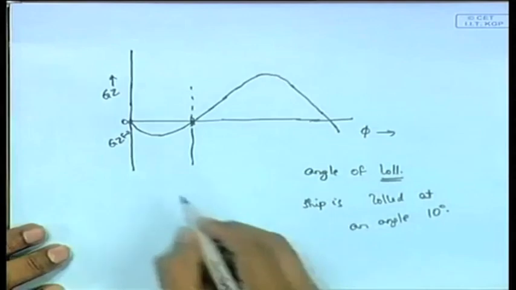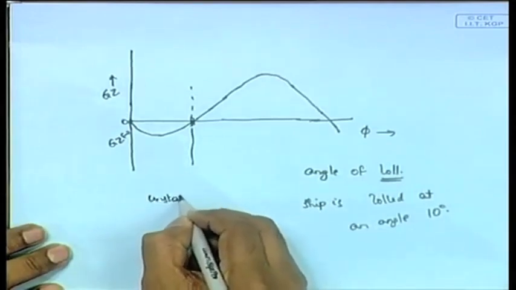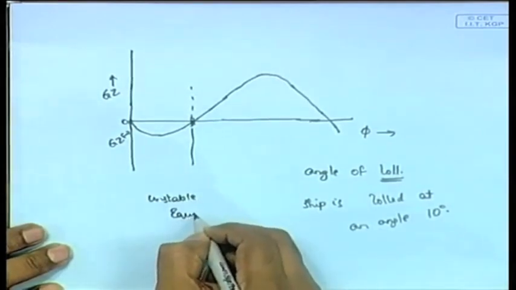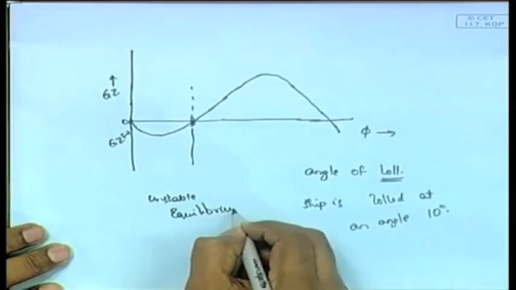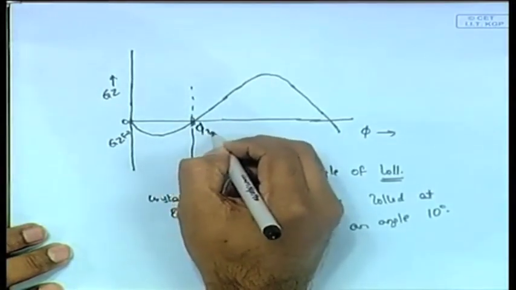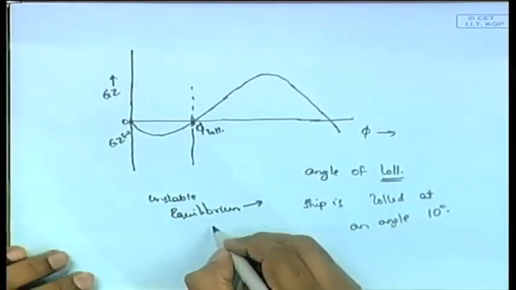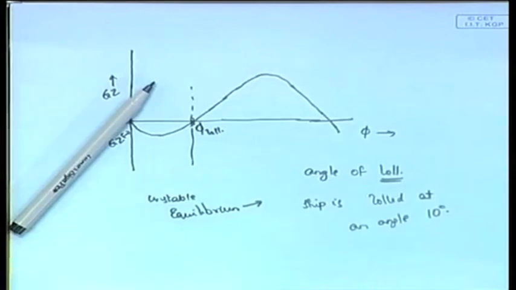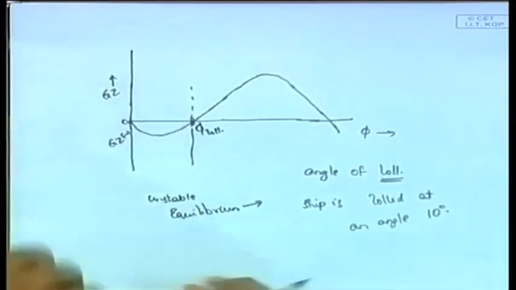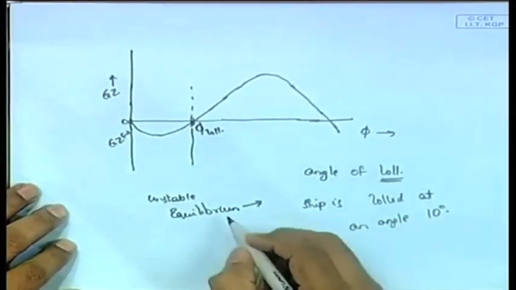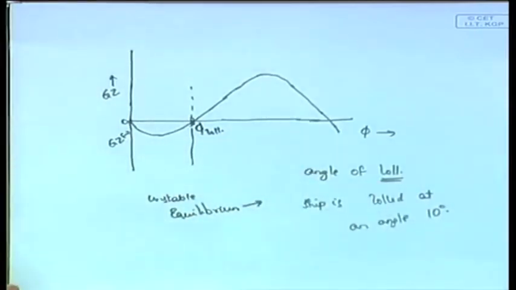So, there is an unstable equilibrium between this angle of 0 and phi of loll, the angle of loll. And therefore, between phi equal to 0 and phi equal to the angle of loll, the ship will be in unstable equilibrium.